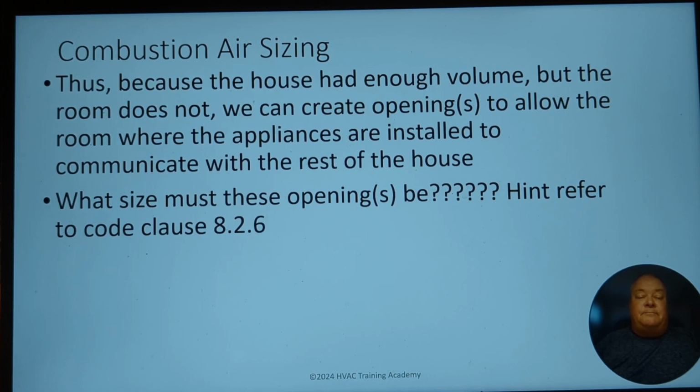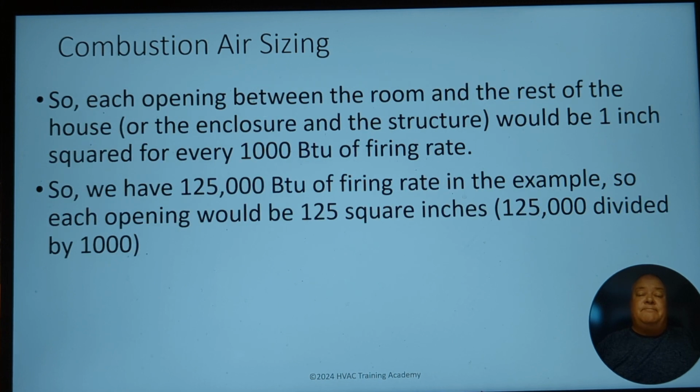So again, the size, basically, you could go back to 826, and it's going to indicate 1 square inch of opening size for every 1,000 BTUs of firing rate. We have 125,000 BTUs, so we just knock off the 3 zeros. Our opening needs to be 125 square inches. So the opening at that point would be 125 as indicated.